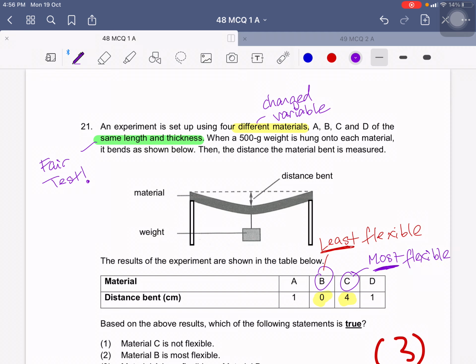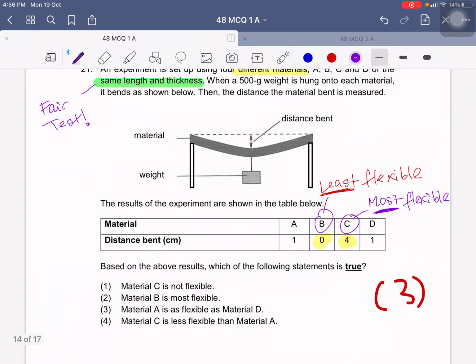Okay, got to use this superlative word. So based on the above results, which is true? Material C is not flexible. That's not true. In fact, it's the most flexible. Material B is most flexible. That's not true. It's the least flexible actually.